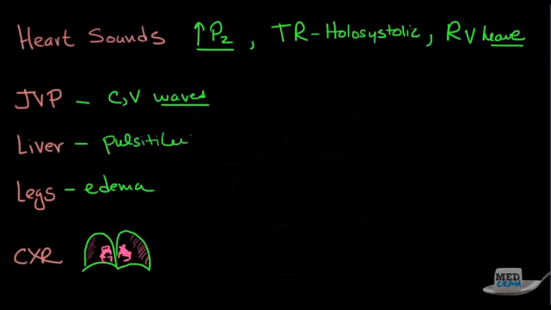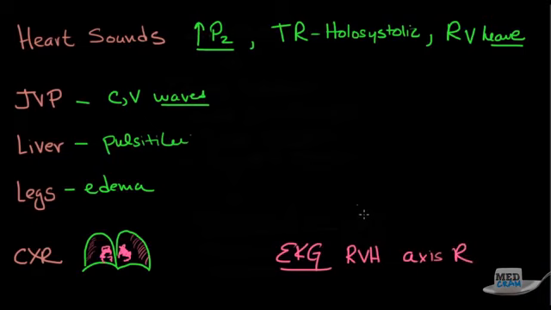Okay, so what would you think you might see on an EKG? On an EKG, what you would expect to see is right ventricular deviation. So an RVH, maybe a right axis. The other thing that you would see is an enlarged right atrium. So if you remember in lead 2, you would have a peaked or a tenting P wave. Okay, that would be what you would expect.